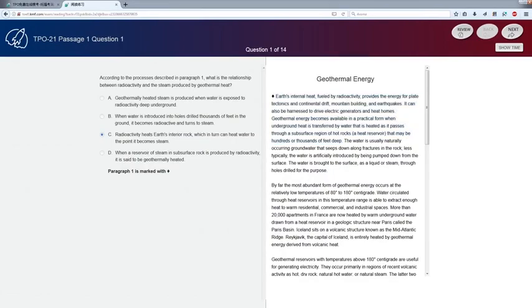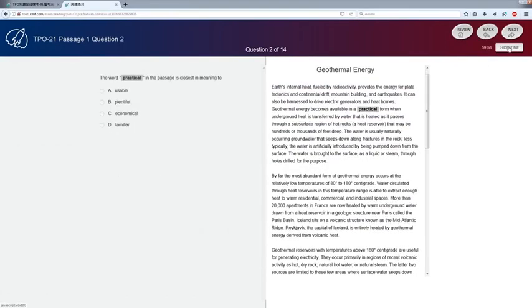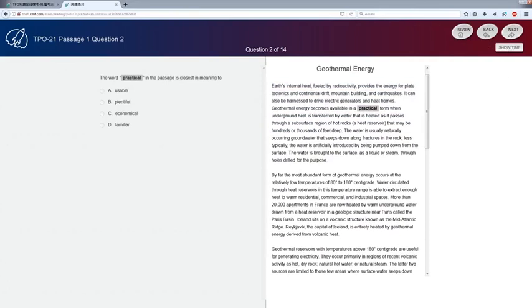Okay, moving on to our next question. Okay, guys, this is our second question. Here we have a question, and what is the first thing that you're going to do? Identifying what type of question it is. As you can see, it says the word practical in the passage is closest in meaning to. Vocabulary questions are really easy to spot. It asks you about the closest meaning or the synonym of it.